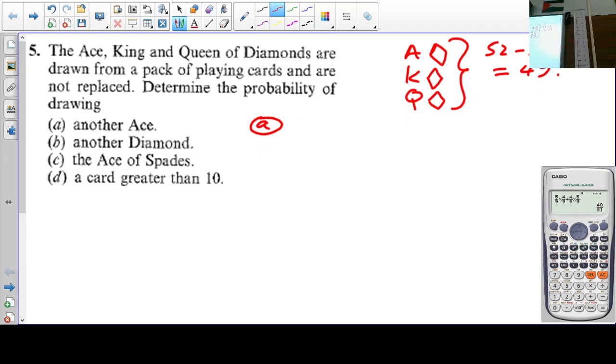So how many aces are left in the pack? 3. 3 out of 49. Which remains 3 out of 49. Not so? B. Another diamond. How many diamonds are there in a diamond suit? 13. 3 are taken out of 13. We are left with 10. So it's going to be 10 out of 49.